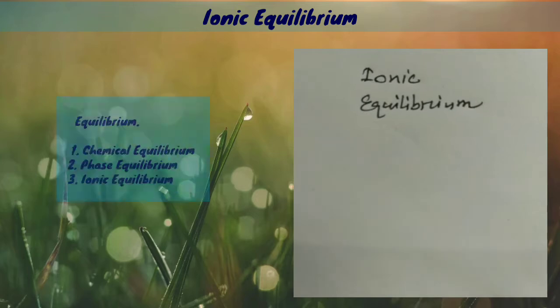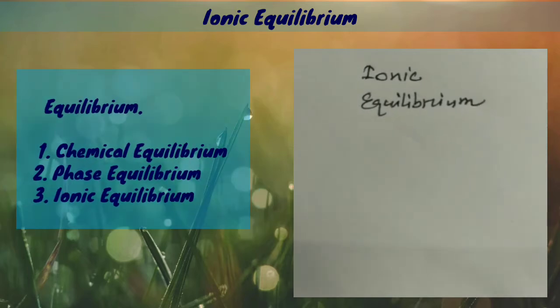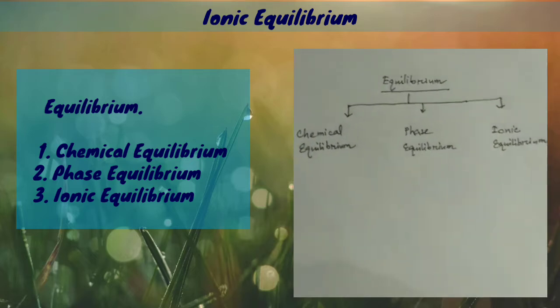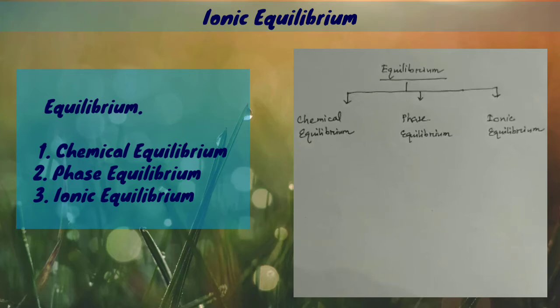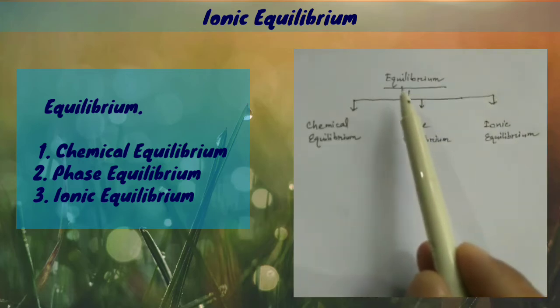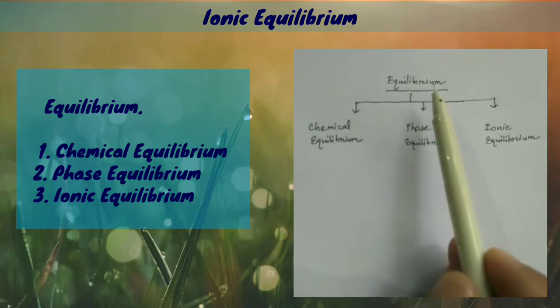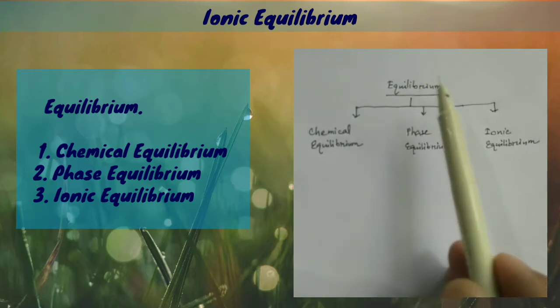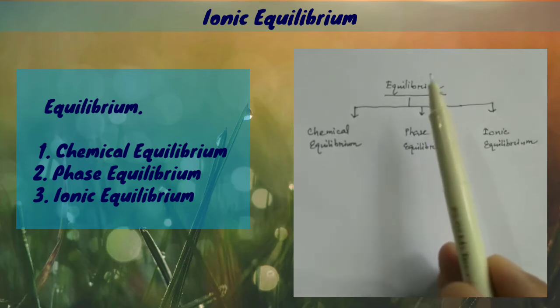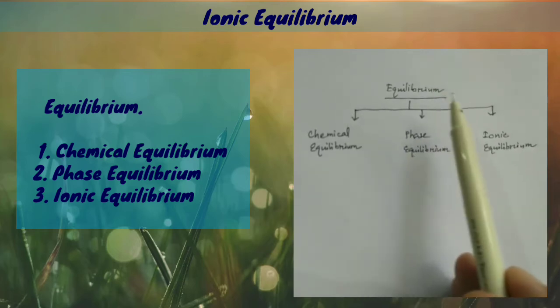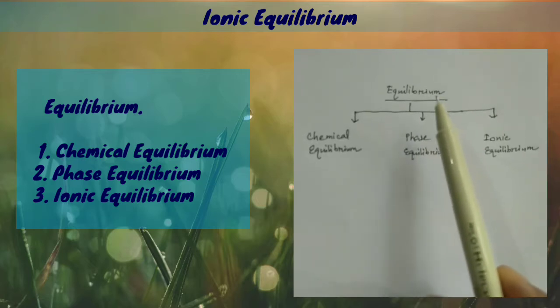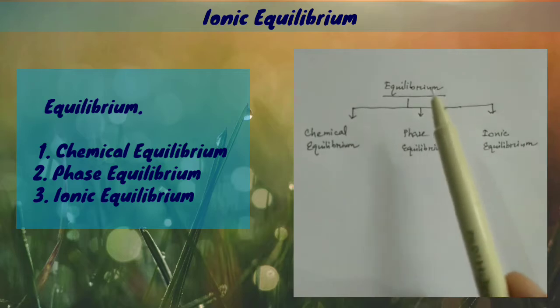Good morning. Today we're going to discuss ionic equilibrium. When we are talking about equilibrium, there are mainly three types of equilibrium in chemistry. Always remember that equilibrium is always associated with a reversible process. So please remember this point.